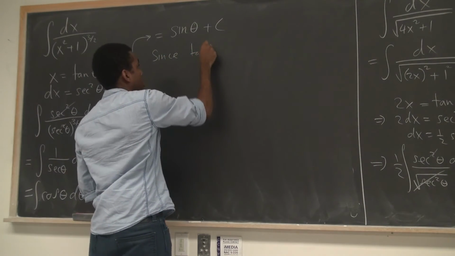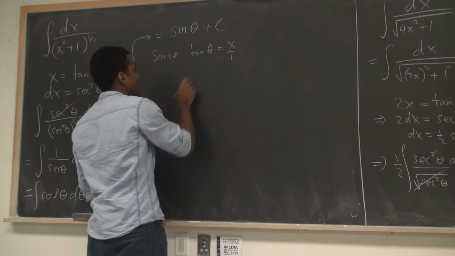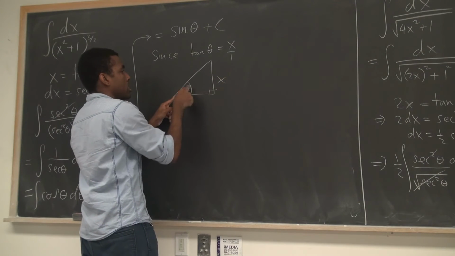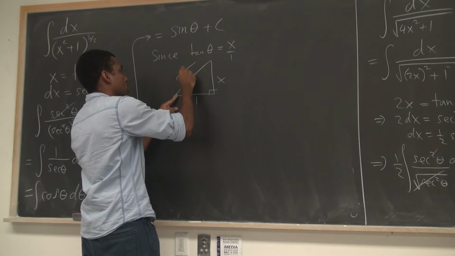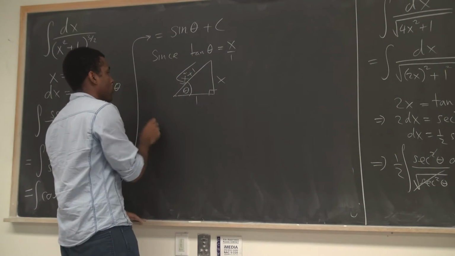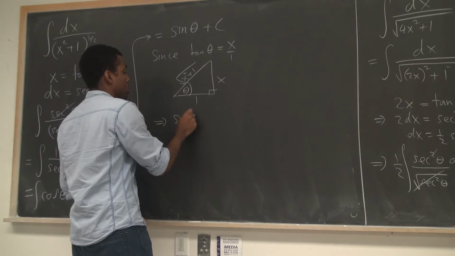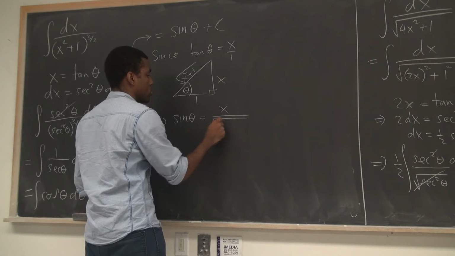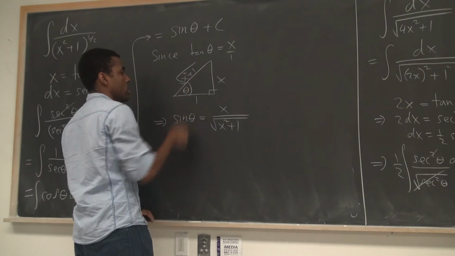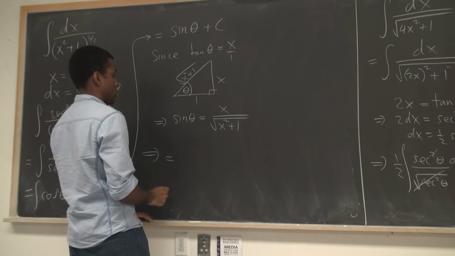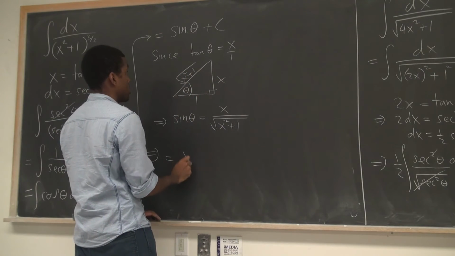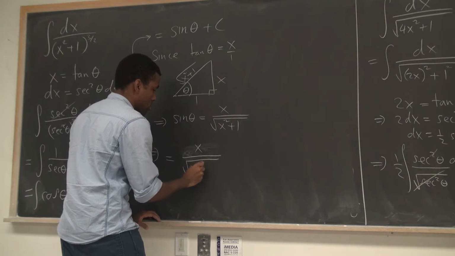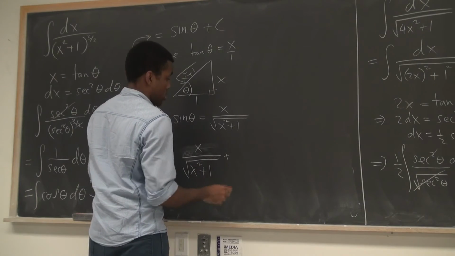Since I know that tan theta is x over 1, I can have a triangle. Opposite, x, adjacent, 1. This would be the radical of x squared plus 1. This means sine theta is opposite over hypotenuse, so the final answer is x over the radical of x squared plus 1, plus c.